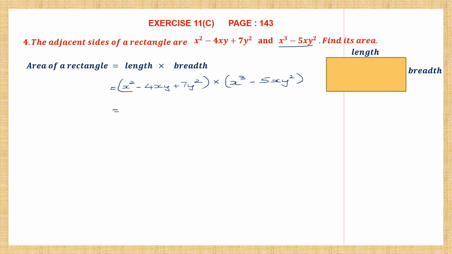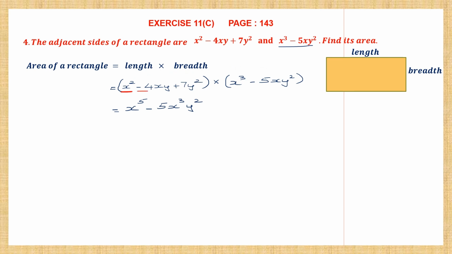So let's begin with the first term. So the first term we're going to multiply with this and then with this. So the first one will be x square into x cube will be x to the power of 2 plus 3, that is 5. Now multiply with minus 5xy square. So the sign is minus, the number is 5. X square into x will make it x to the power of 3 and we have y square.